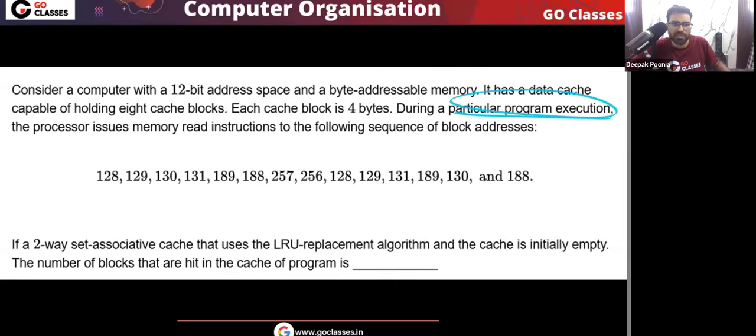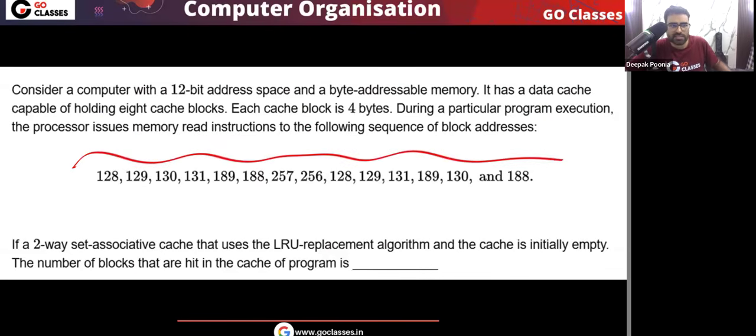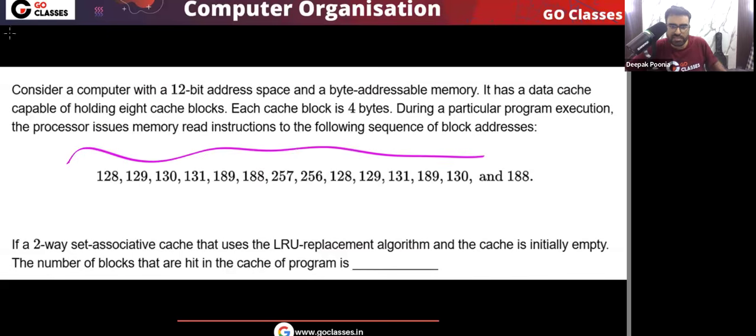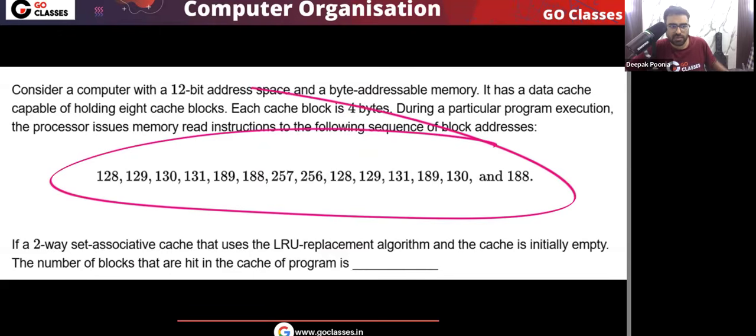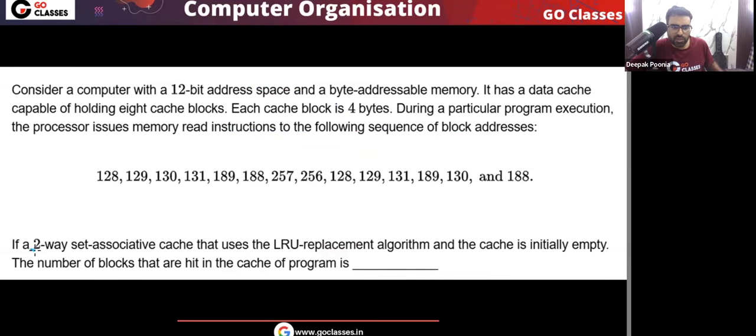During a particular program execution, the processor issues memory read instructions to the following sequence of block addresses. These are the block addresses. These are not the main memory addresses, and these are not the byte addresses. We have a two-way set associative cache that uses the LRU replacement algorithm, least recently used. The cache memory is initially empty. We need the number of blocks that are hit in the cache for this program.